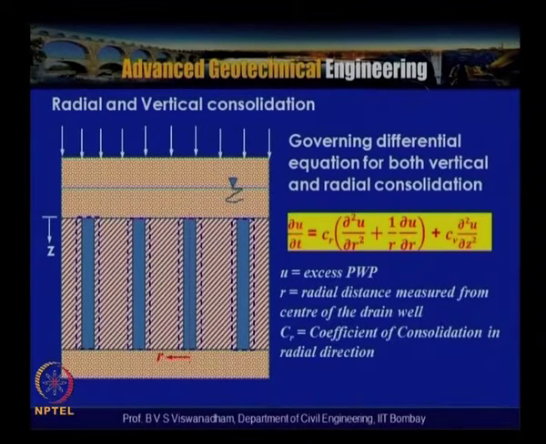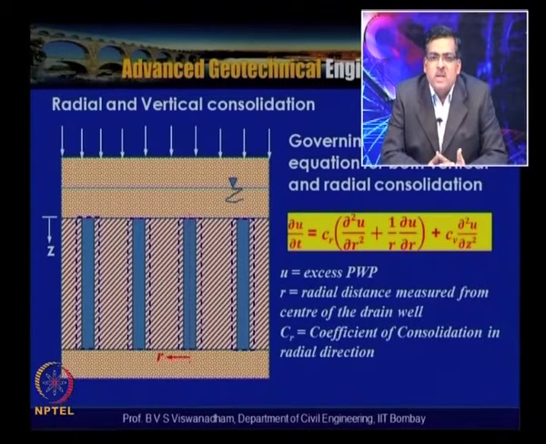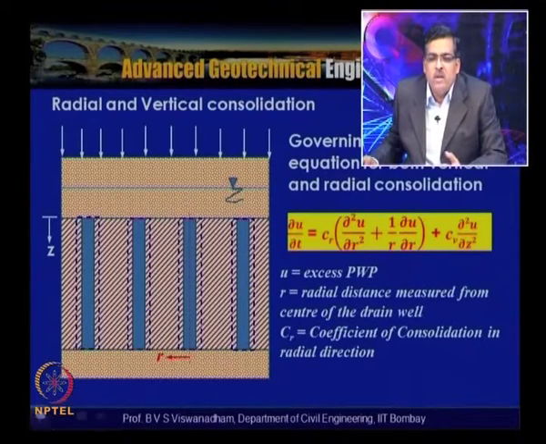So, with this, dou u by dou t is equal to C_R into dou square u by dou r square plus 1 by r dou u by dou r, plus C_V into dou square u by dou z square. The first component of this equation belongs to the radial drainage, and the second component conventionally belongs to the vertical drainage. U is the excess pore water pressure and r is the radial distance measured from the center of the drain well, that is, from the center to this distance, and C_R is the coefficient of consolidation in the radial direction.